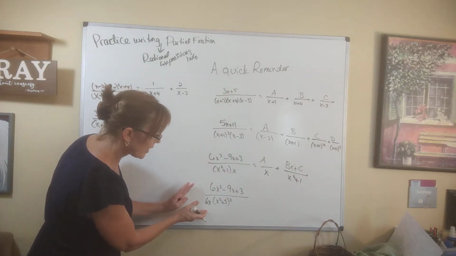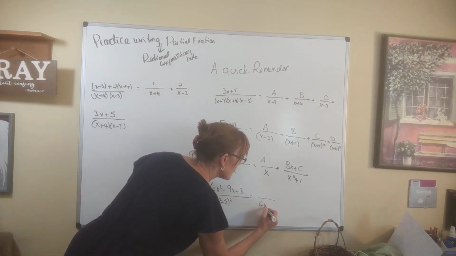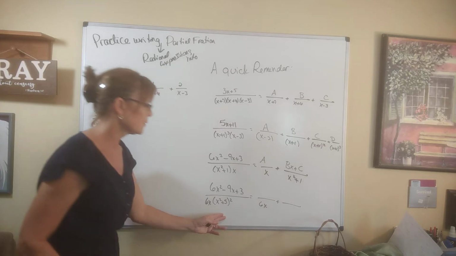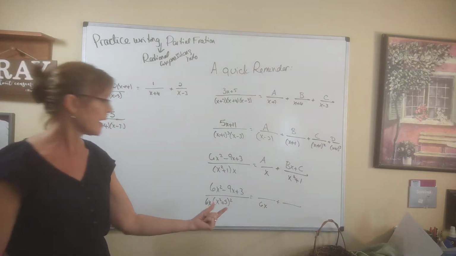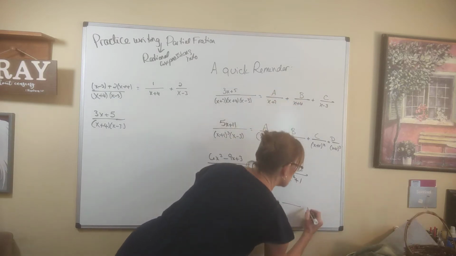Down here, what have we got? We've got 6x, that's 1, and then we've got x squared plus 5. It cannot be factored further, and it's repeated, so we've got to repeat it the number of times.